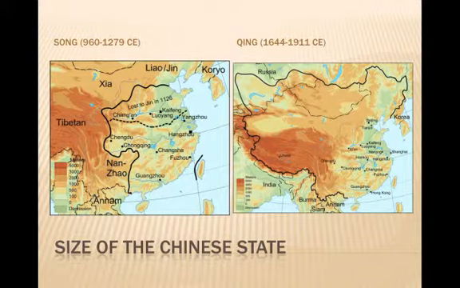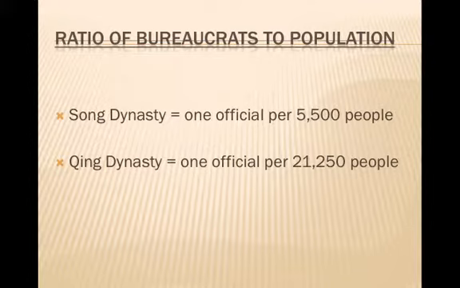So, even if we took all 20,000 officials and distributed them evenly across the territory of these two empires, it's hard to see how they would have administered the state in the modern sense. In the Song dynasty, you'd end up with, say, roughly one official per 5,500 people. Under the Qing dynasty, there'd be one official per 21,250 people.